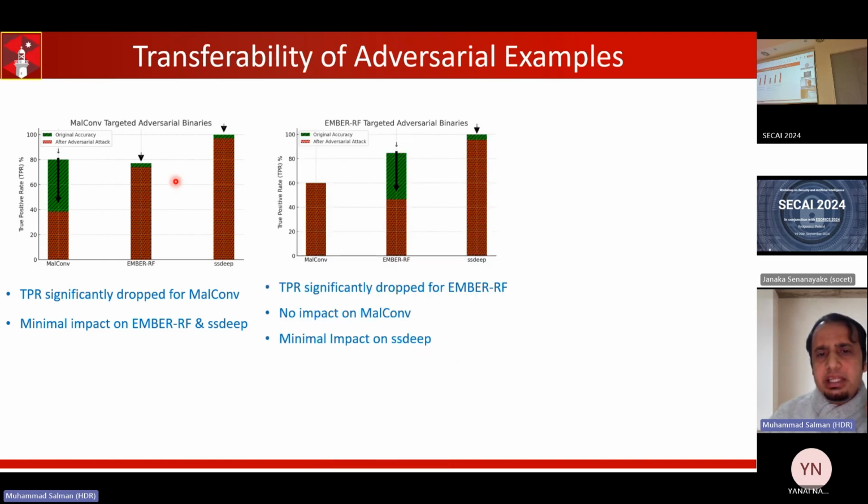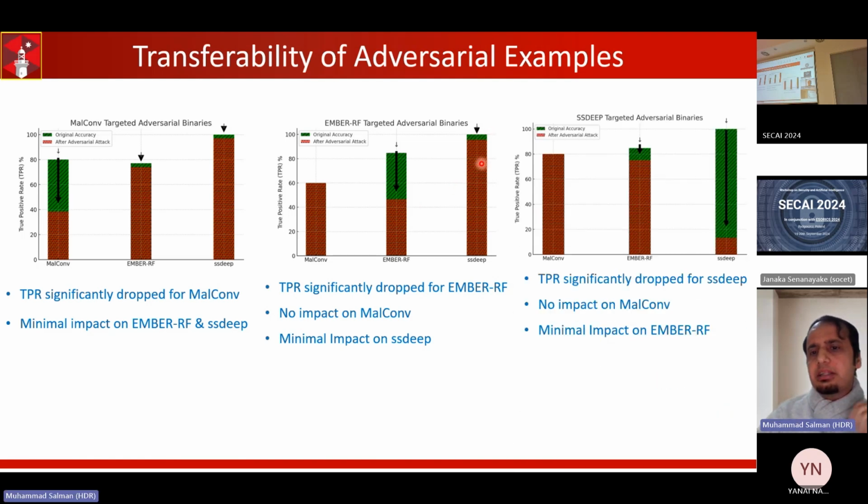So we see that when the Ember RF was kept as a target model to generate adversarial binaries, it significantly dropped the accuracies for Ember RF. However, the transformed binaries have no impact on Markov, while they have a very little impact on SSD.